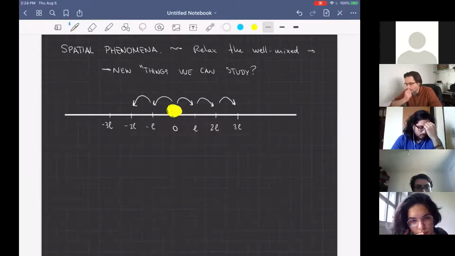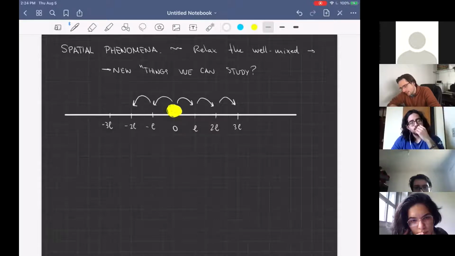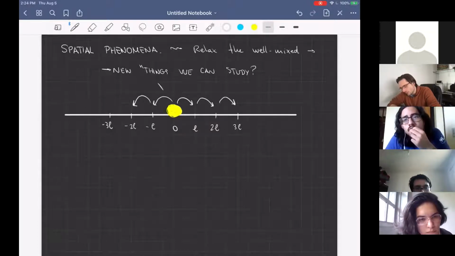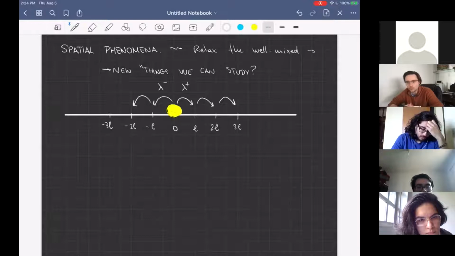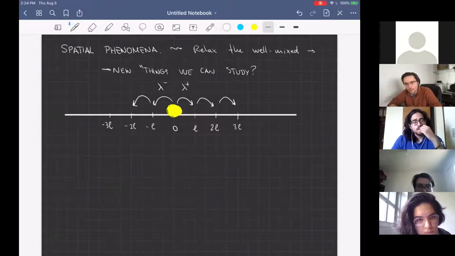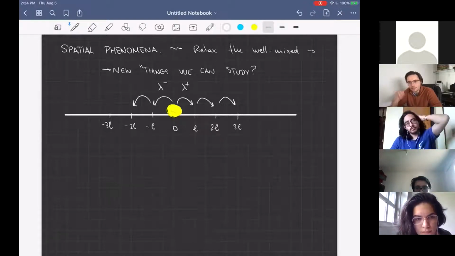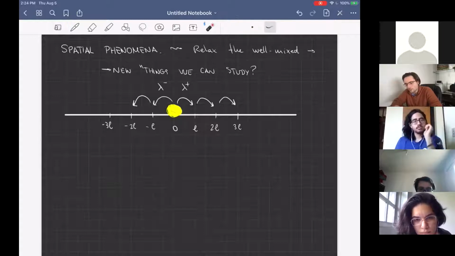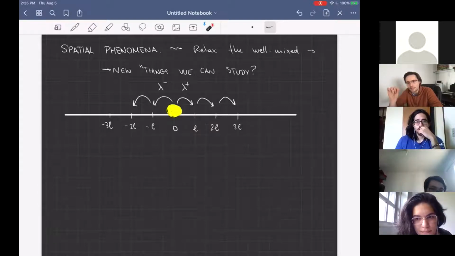Okay? And I will say that this particle moves to the left with some rate that I'm going to call lambda minus, and to the right with some rate that I'm going to call lambda plus. What do I mean by rate? Remember that a rate is a probability per unit time. This means that if I am observing my yellow animal here in the middle, every tiny time interval dt that I observe this animal, she has a probability lambda plus times dt of jumping to the right, and a probability lambda minus times dt of jumping to the left.